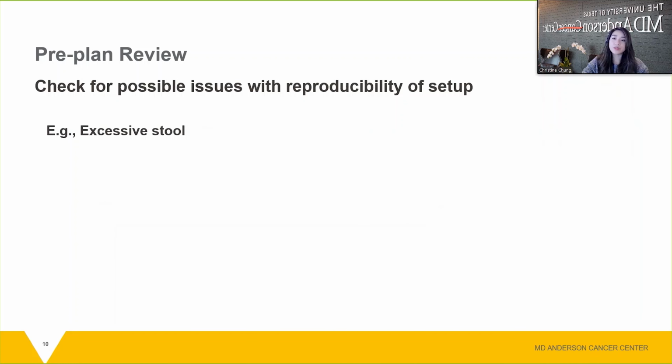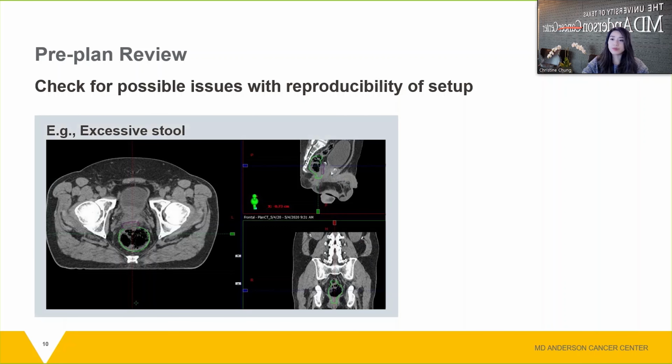And so reproducibility of setup is important in general for radiation treatment planning, but arguably it's even more important for proton therapy. So for example, this prostate and lymph node patient has a lot of stool in their rectum, which is probably not reproducible day to day.